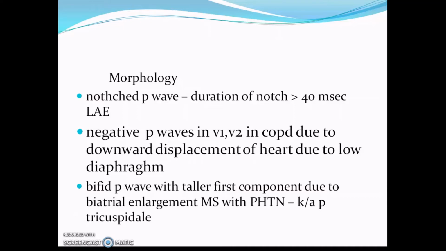Okay. So when you see a bifid P wave with the taller first component, the first component is represented by the right atrium. A taller first component indicates a right atrial enlargement, whereas a bifid P wave indicates a left atrial enlargement. So a bifid P wave with a taller first component implies biatrial enlargement. The most common cause is mitral stenosis with pulmonary hypertension. It is also known as P tricuspidale.